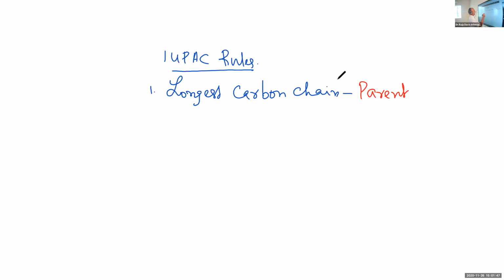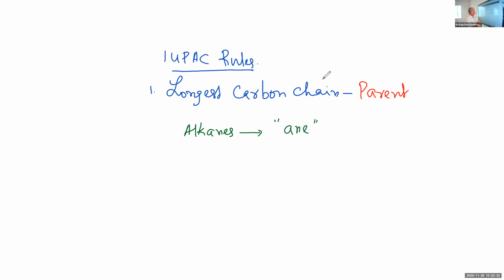In general, all the alkanes end with ANE. The names of the alkanes end with ANE. The name should end with ANE. So you take the parent carbon chain first. The parent carbon chain is the longest carbon chain. That is the parent carbon skeleton or the parent carbon chain.